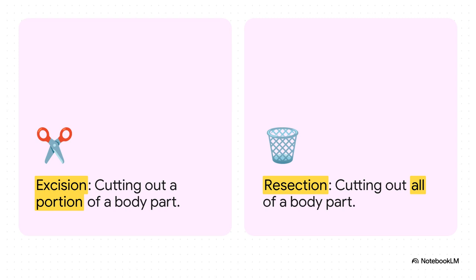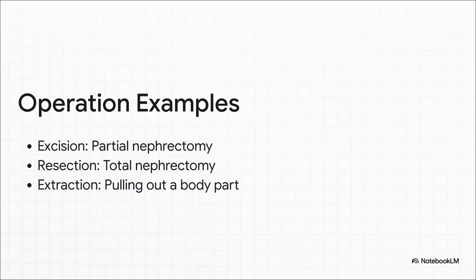If you cut out the entire thing, like that whole lymph node chain for a lymphoma staging, the correct root operation is actually resection. Mixing these up can completely derail your DRG assignment. So, selecting the precise root operation requires knowing the exact scope of the surgery.